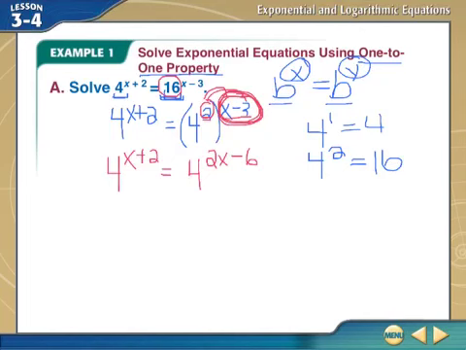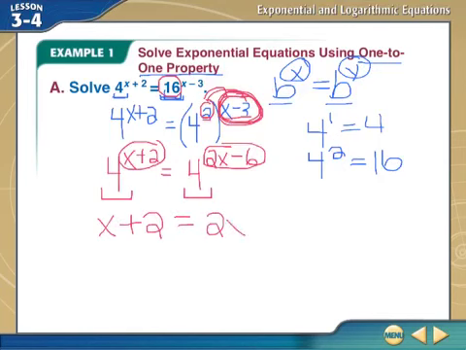Now that my bases are equal, we can apply the one-to-one property in that if our bases are equal and the exponential expressions are equal, that implies that our exponents are equal. So I now know that x plus 2 has to equal 2x minus 6. And what I'm going to do is solve this equation for x. So I'm going to collect the x's on the same side of the equation, subtract x.